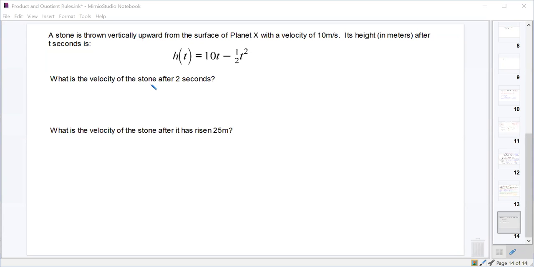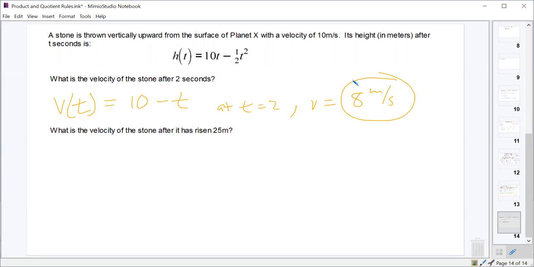If we're looking for the velocity of the stone after 2 seconds, that velocity can be found by taking a derivative of the position function. So what does v of t equal? Negative t plus 10. Yep, I'll just write this 10 minus t, but negative t plus 10 is good also. If we evaluate that at t equals 2, velocity equals 8 meters per second. Everybody good with that?